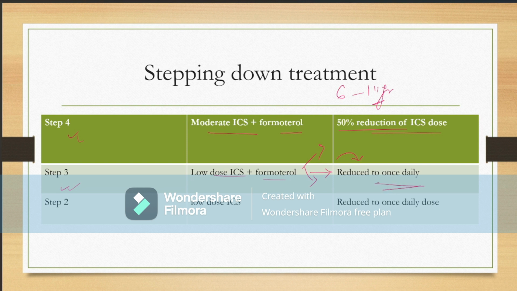And if the patient is on step 2, that means low dose inhaled corticosteroid plus as-needed therapy of SABA, then we go to only as-needed therapy of SABA and we reduce the ICS to once daily dose, and after 3 months we stop the ICS.